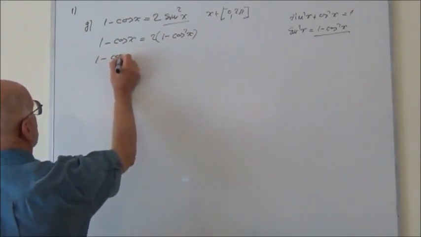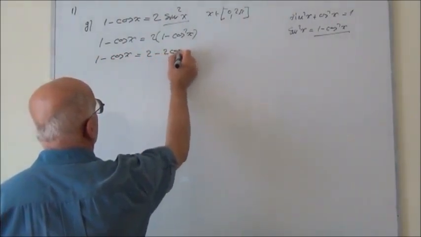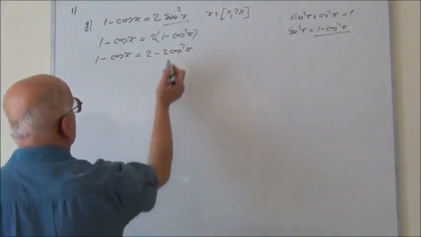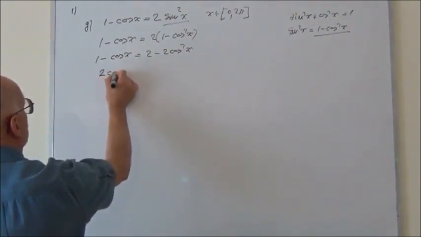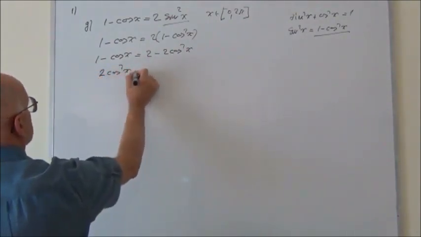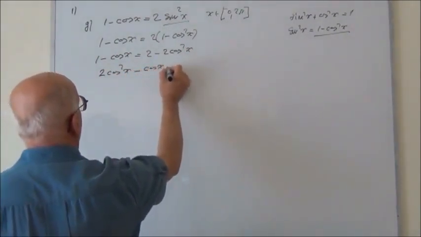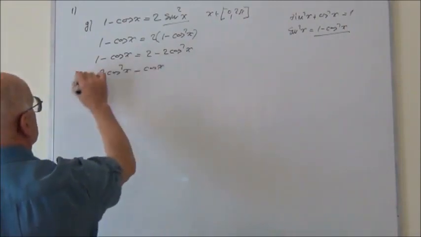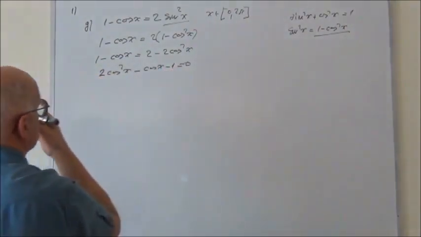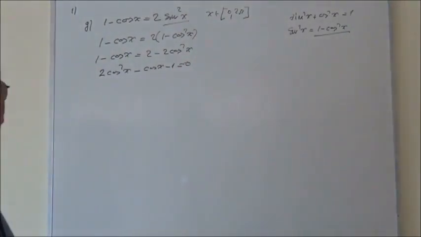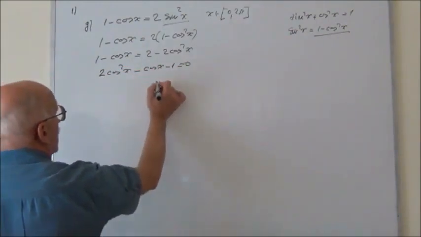1 minus cos x equal to minus 2 cos squared x. Bring everything on one side, and then we have 2 cos squared x minus cos x, and plus 1, this on the other side will be minus 1, and minus 1 equal to 0, and we have one quadratic equation. Anyway, you can use quadratic formula if you like.